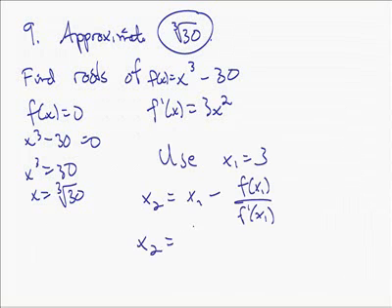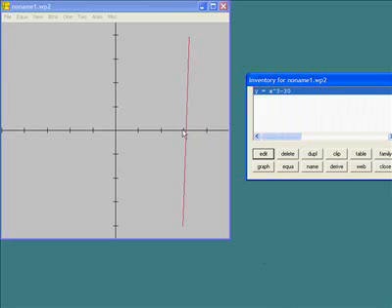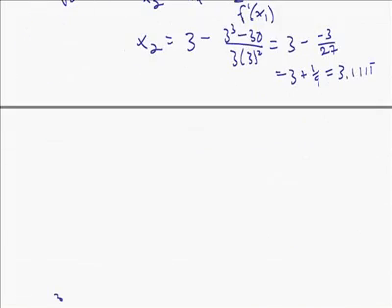So our x sub 2 is going to be 3 minus f of 3, which is 3 cubed minus 30, divided by f prime of 3, which is 3 times 3 squared. So that's just going to be 3 minus, 3 cubed is 27, 27 minus 30 is negative 3, over 27. So that's 3 plus 1/9, since 3 over 27 is 1/9, which is 3.1111, and so on. All right, and so we're getting a little bit closer. You can see that our root is going to be a little bit past 3, so that got us a little bit closer. And you're going to use that then for x sub 2.